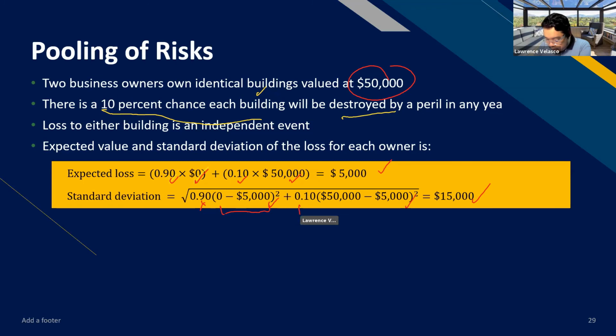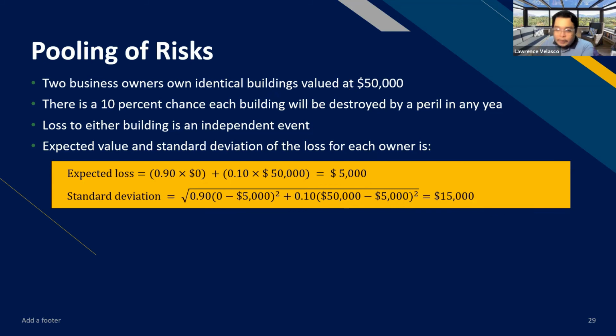Then probability times the difference from expected value squared. So 15,000. So their severity is 5,000. No, their standard deviation is 15,000.